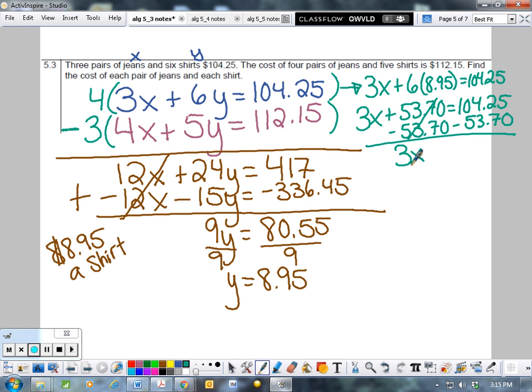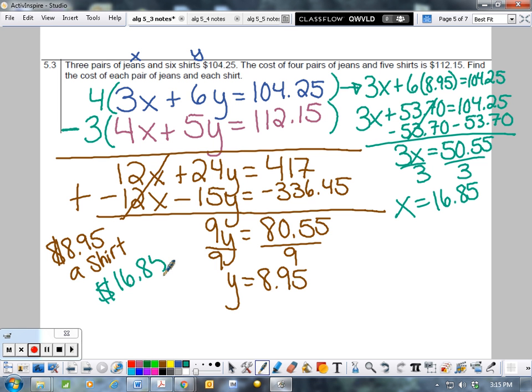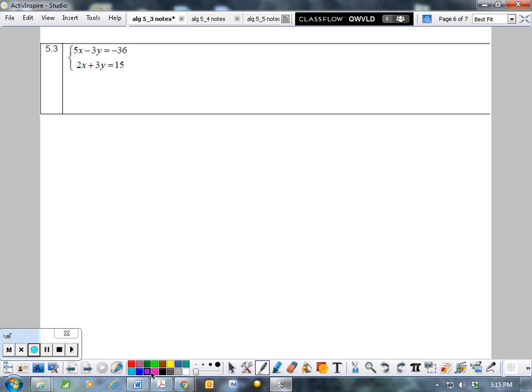So now I have 3x equals 50.55. I divide by 3, and I should figure out the cost of my jeans, because that's x. And my jeans are $16.85. And that's our word problem. So I believe from here we're just going to go back and practice regular systems.